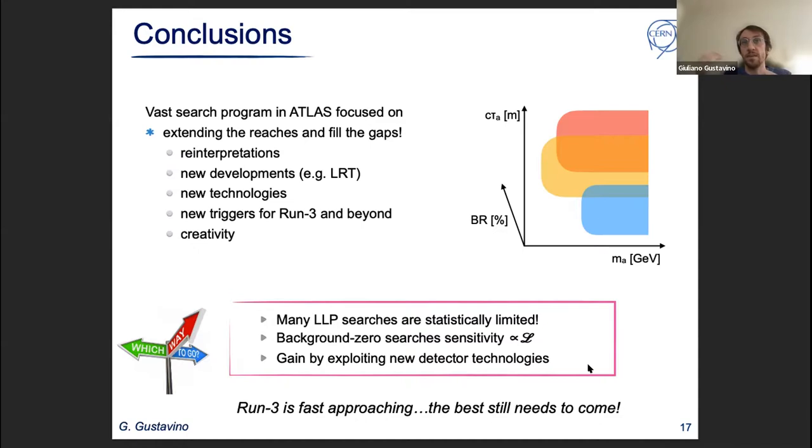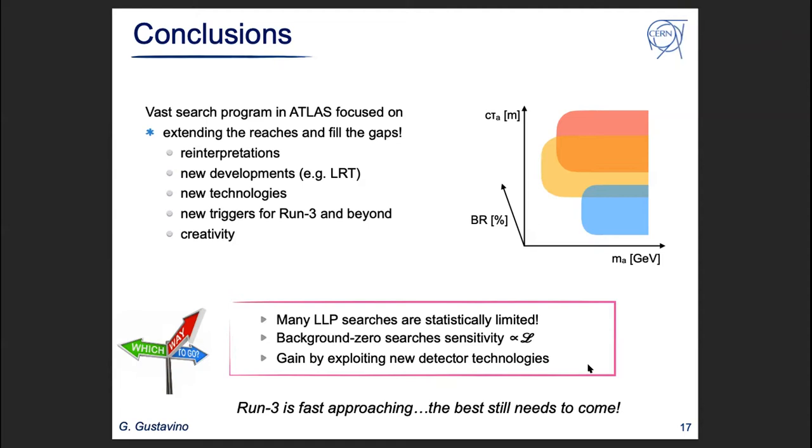And let me mention that many long-lived particle searches are statistically limited. So we will really profit from the new luminosity, since the background-zero searches are proportional to the integrated luminosity, and we can exploit those new technologies. So yes, that's it from my side. Thank you very much.